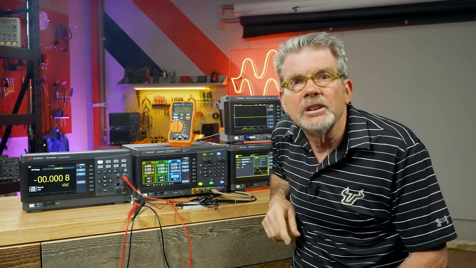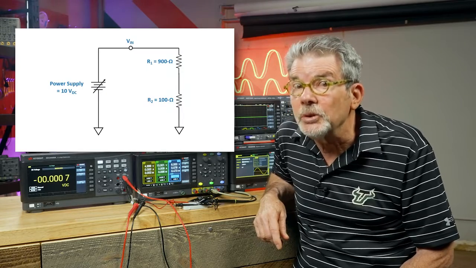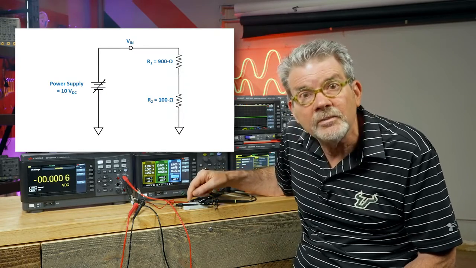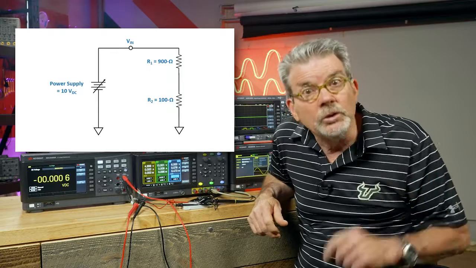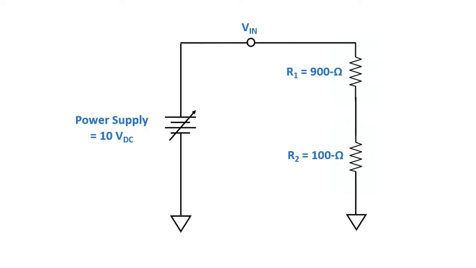With my DC power supply set to 10 volts and connected to this simple resistive divider circuit, based on Kirchhoff's voltage law, there should be about 9 volts dropped across R1 and about 1 volt dropped across R2, which has a value of 100 ohms. Let's verify that with this DMM.